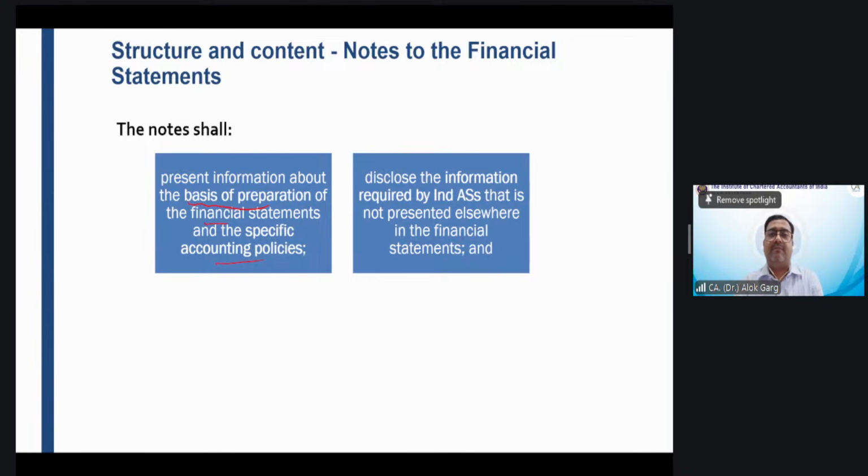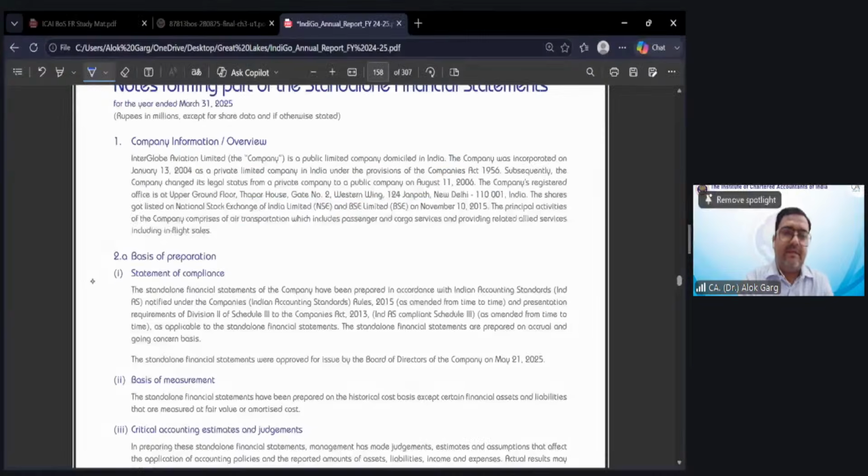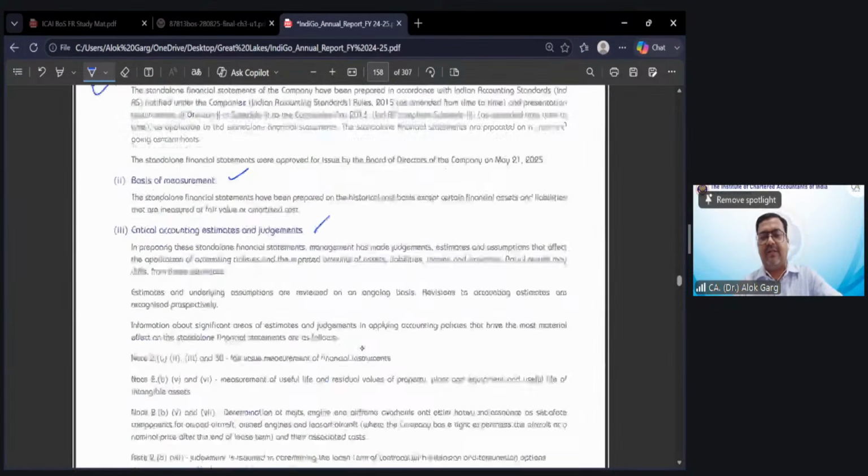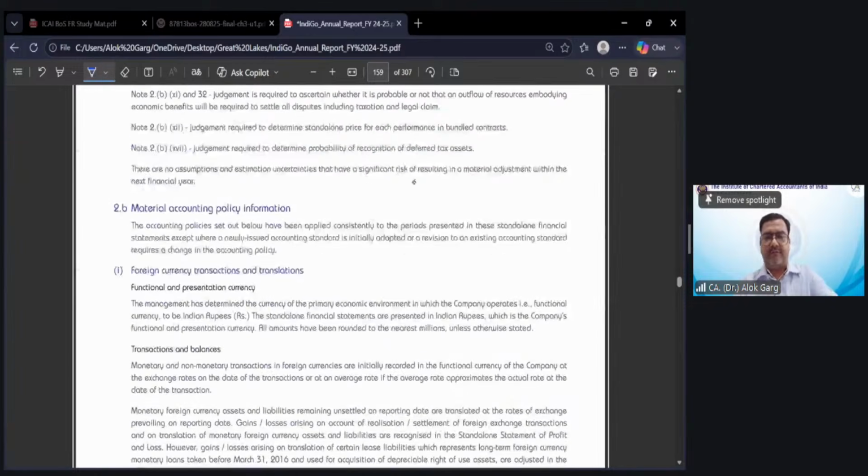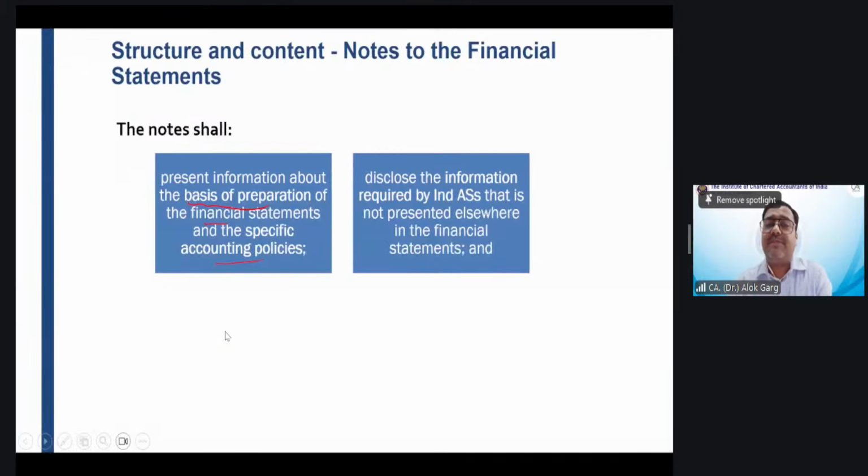Let me show you in the Indigo Airline annual report. You can see the statement, the basis of preparation. Under the basis of preparation, they have given the statement of compliance, basis of measurement, critical accounting estimates and judgments. Then they have given the material accounting policies. So the notes shall present the information about the basis of preparation of the financial statement and the specific accounting policies, material accounting policies.